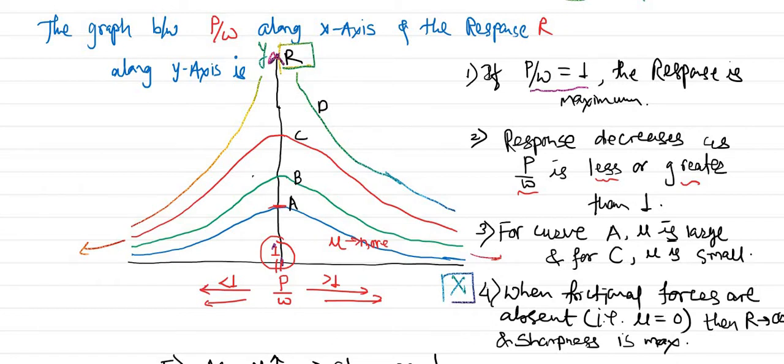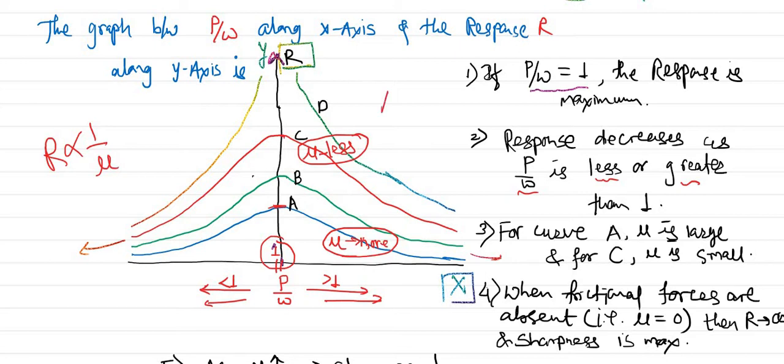In this we can say for curve A, the mu, that means friction, is more, and for curve C, the mu is less. By the graph only we can see, the less the mu, the maximum will be the response. We know that because response is inversely proportional to mu. So for curve A, we have greater response, we cannot say maximum, but greater as compared to A and C.